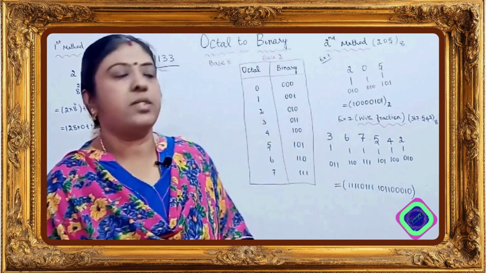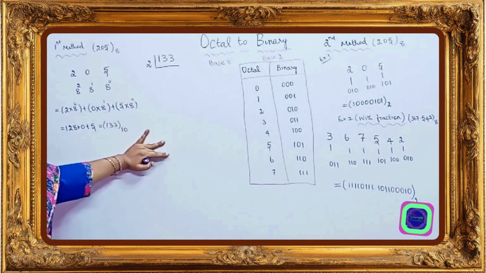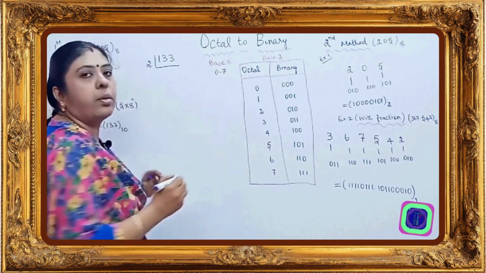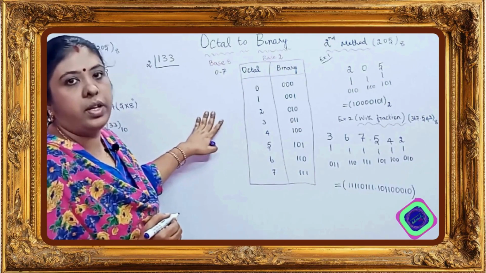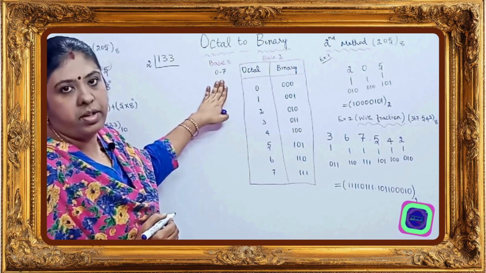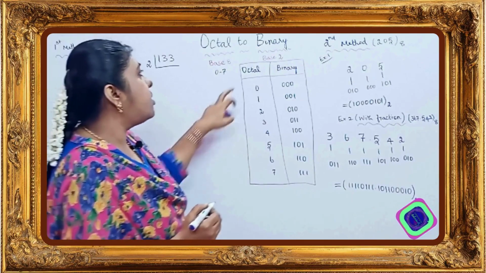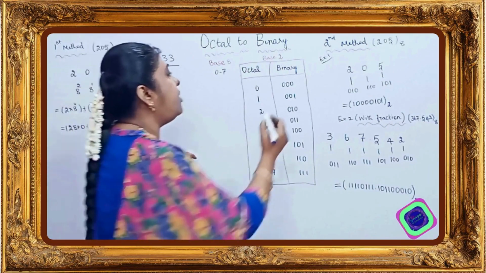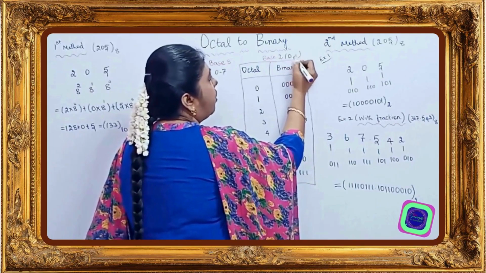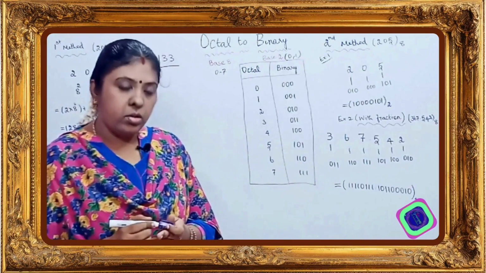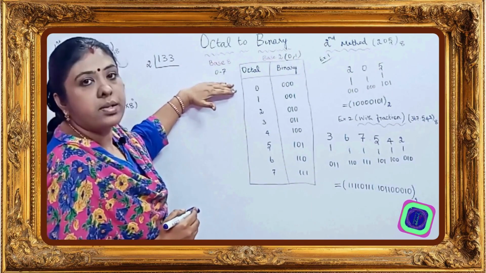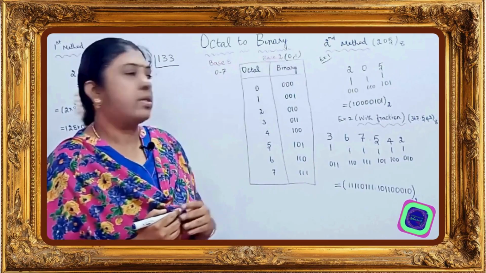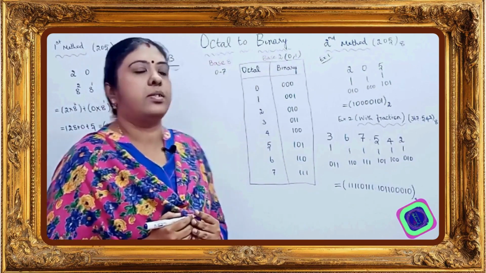Let us move on to the first method. Octal consists of the base 8 number system and the digits from 0 to 7 are only allowed. 8 and 9 are not allowed here, only 0 to 7. The binary number system consists of base 2, in which only zeros and ones are allowed. Other numbers are not allowed. So from a base 8 number system, how can it be converted to the base 2 number system?